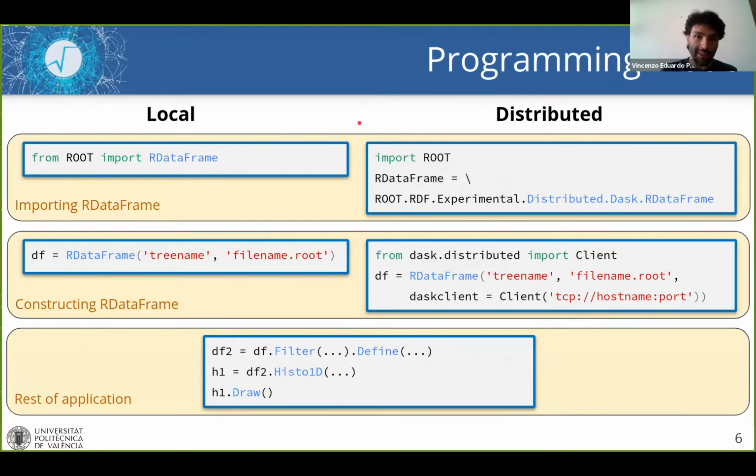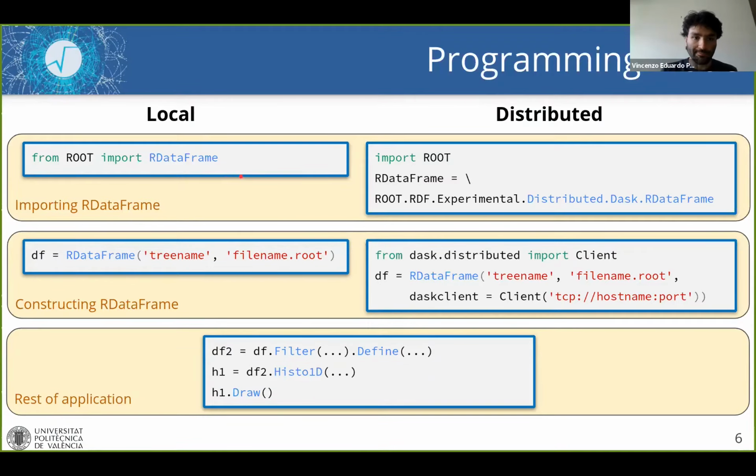And how does it look from the perspective of the user writing the program? On this slide, I wanted to show you the main differences between creating and running an RDataFrame analysis locally on your single machine, which is what you see on the left. On the right, I try to highlight the few differences that are needed in order to turn this Python program with RDataFrame into a distributed execution.